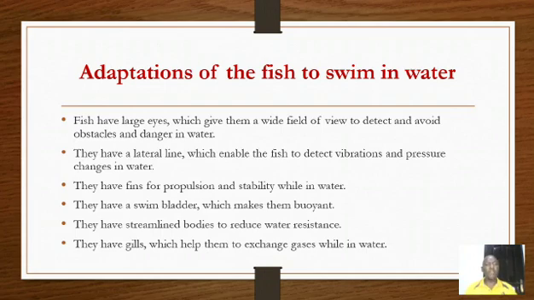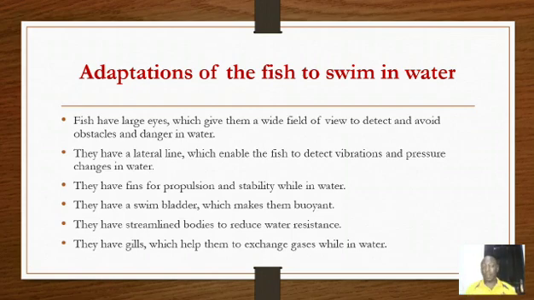Then they have streamlined bodies to reduce water resistance. The body is streamlined. That is why you see fish don't have external pinnae, things that would change their shape. So streamlined body to reduce water resistance during swimming.